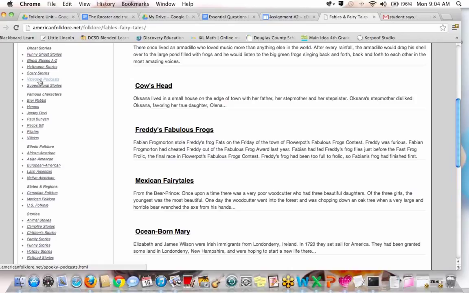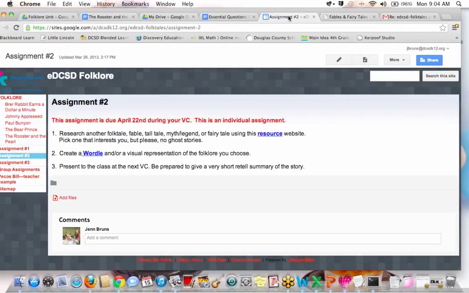So that's all you'll do for assignment number 2. It's pretty short and sweet. It's very similar to what you just did in assignment number 1, but the difference is it's individual. So you all get to choose your own this time instead of being assigned to one.